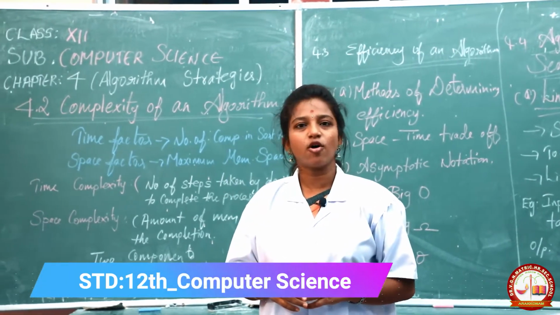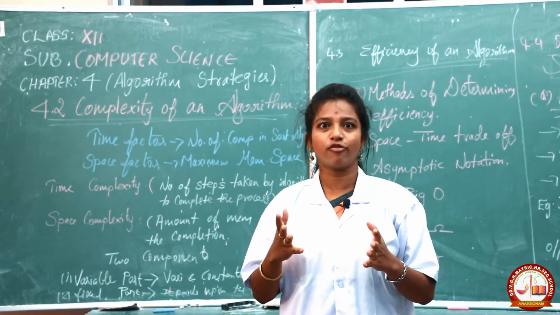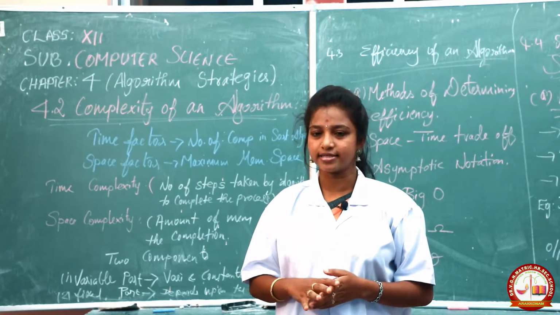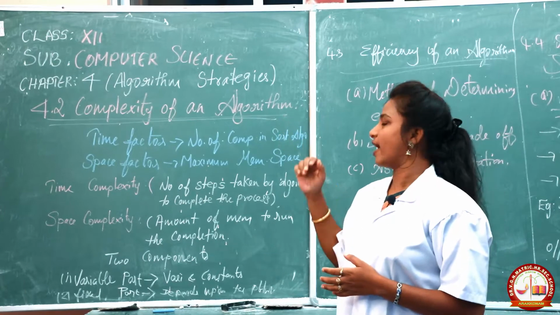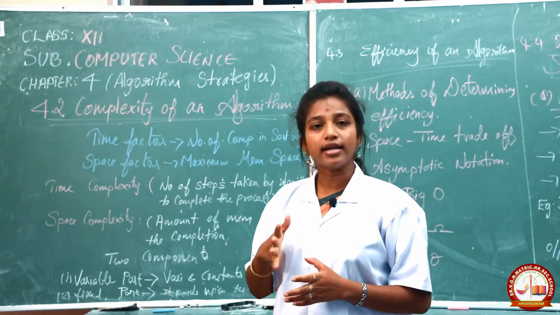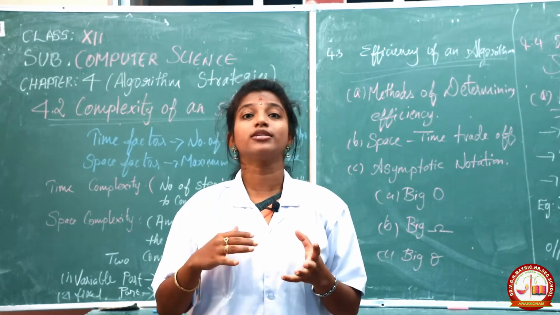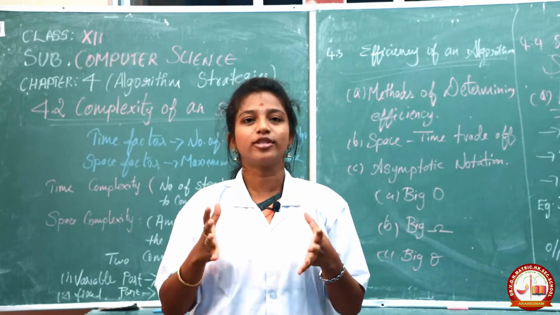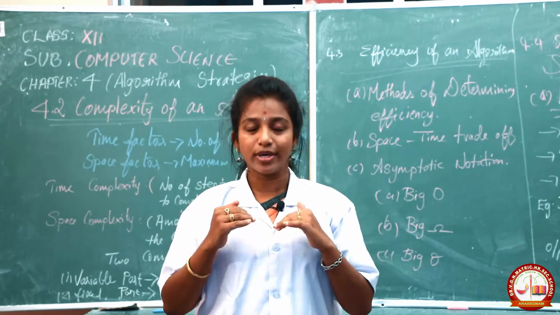In the last classes we saw what is meant by an algorithm, and the methodology of algorithms, and how we want to write an algorithm. Today we are going to see the complexity of an algorithm: how we find whether it is easy, what factors are involved in it, and how it is analyzed. These are the things we are going to study in this chapter.